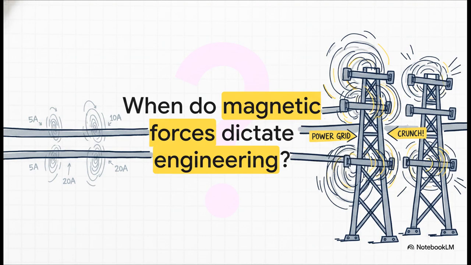As we wrap up this explainer, I really want to leave you with this thought. We've been playing around with 5, 10, maybe 20 amps today, but think about major power grids. As currents surge into the thousands of amps, these invisible magnetic forces don't just add up, they multiply exponentially. So, at what point do engineers have to start massively reinforcing physical structures literally just to keep these cables from ripping themselves apart?